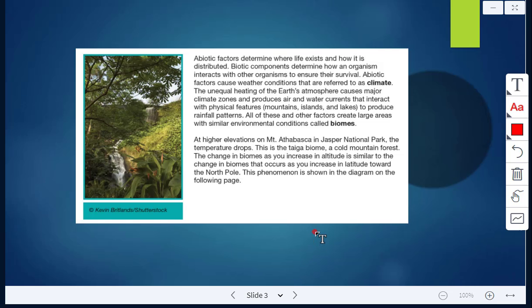So abiotic factors determine where life exists and how it's distributed. And then biotic components determine how an organism interacts with other organisms to ensure their survival. So again, abiotic factors include all the non-living components like temperature, climate, and water and air quality, and so on. So abiotic factors cause weather conditions. That's referred to as climate.